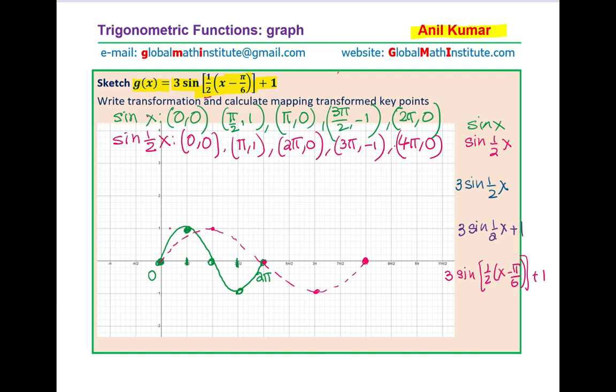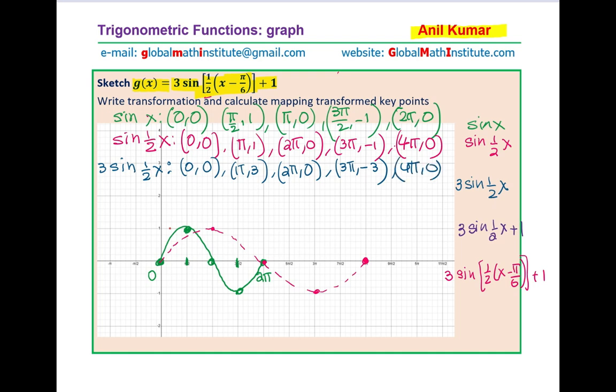Third is vertical stretch by a factor of 3. So let's write it down. So we have 3 sine half x. So this time I'm only going to multiply the y values by 3, right? Leaving the x values as such. 0 remains 0, right? So pi 3, get the idea. 2 pi 0, 3 pi minus 3, 4 pi again 0, right?